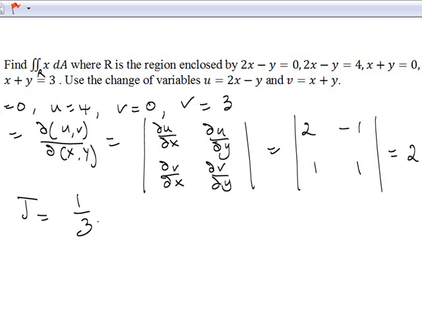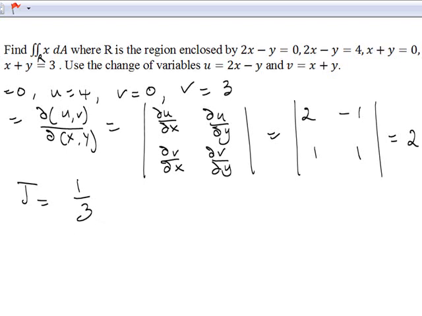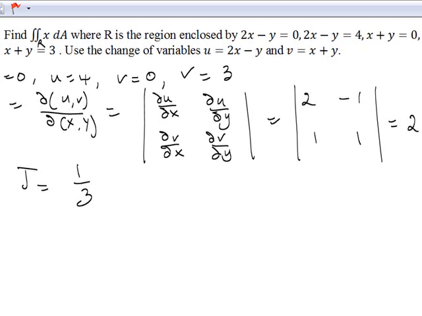What do we do now? You ready to integrate already? Find what? The integrand, which is x, yeah? Now, how do we find x? So, find the integrand x.